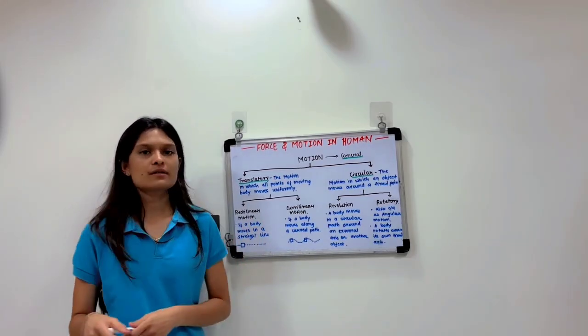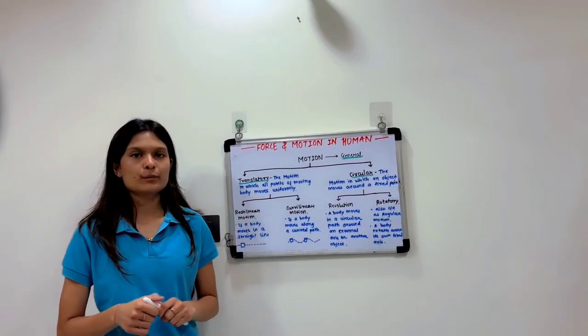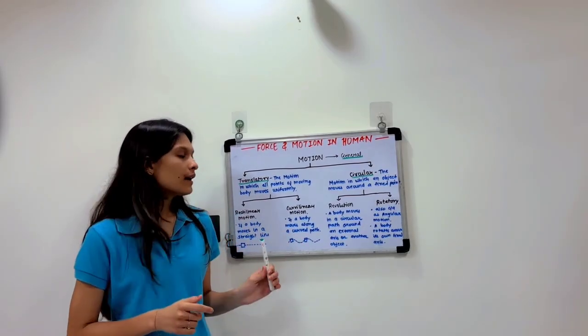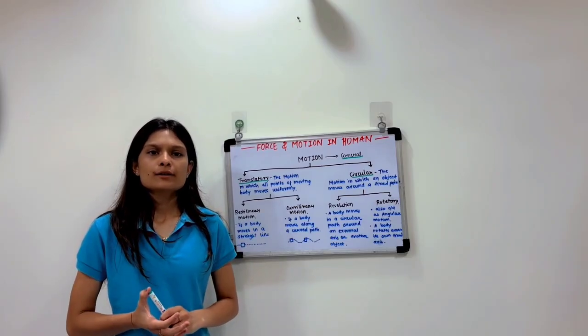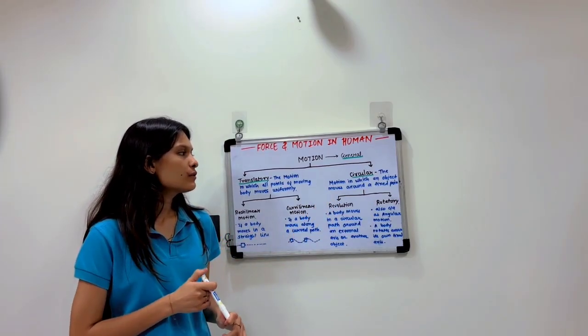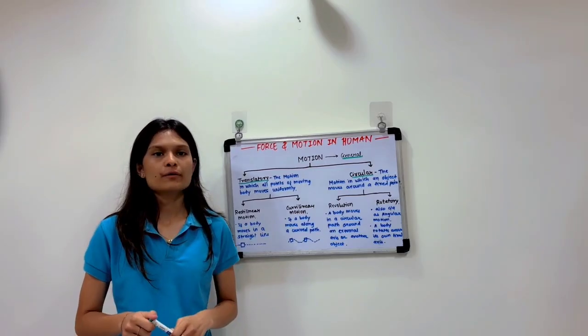If a body moves in a straight line, it is known as rectilinear motion. And if a body moves along a curved path, it is known as curvilinear motion. For example, a thrown ball moving through the air. Now, circular motion, the motion in which an object is moved around a fixed point.